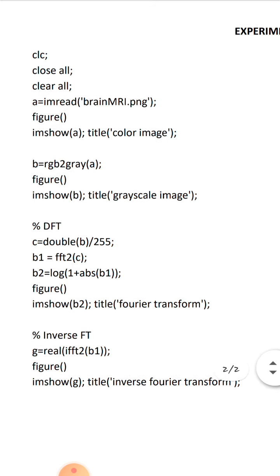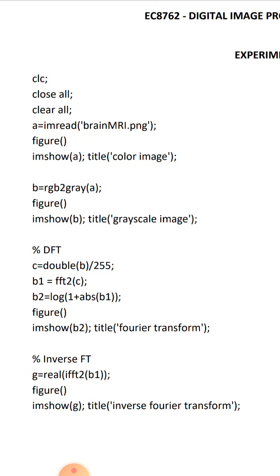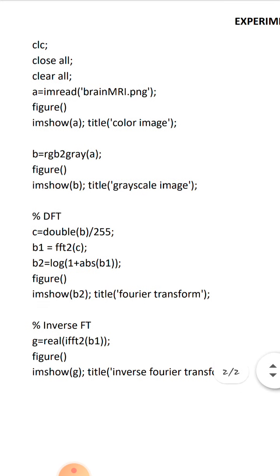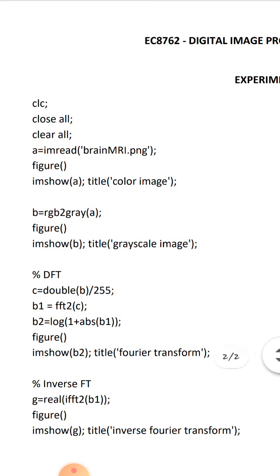Next, inverse Fourier transform. So now we are trying to take the inverse of the Fourier transform. So again here we are taking the real component. So real of IFFT2 of B1. So IFFT2 is the two-dimensional inverse Fourier transform. So the 2 stands for two-dimensional. So in MATLAB, just FFT does one-dimensional Fourier transform, and when you give the command as FFT2, it does it in 2 dimensions. So now we are plotting it in a separate figure window, inverse Fourier transform. So this is about the introduction to Fourier transform in image and the code explanation.